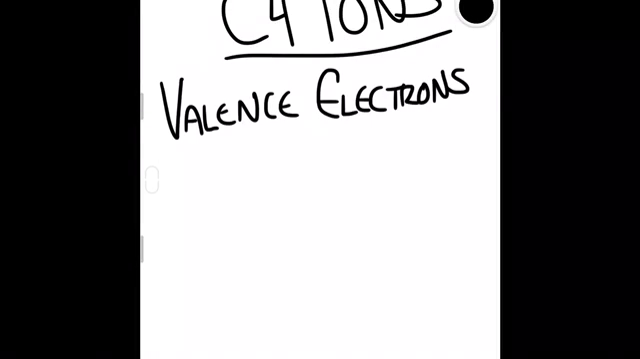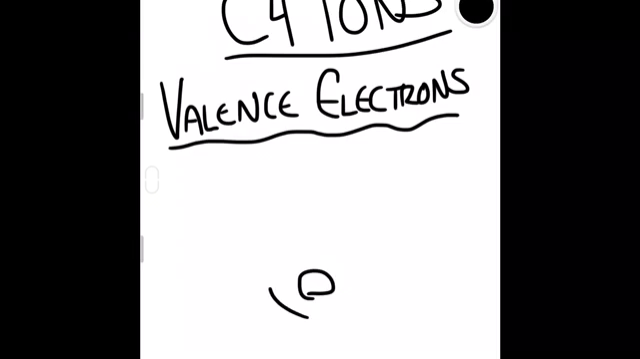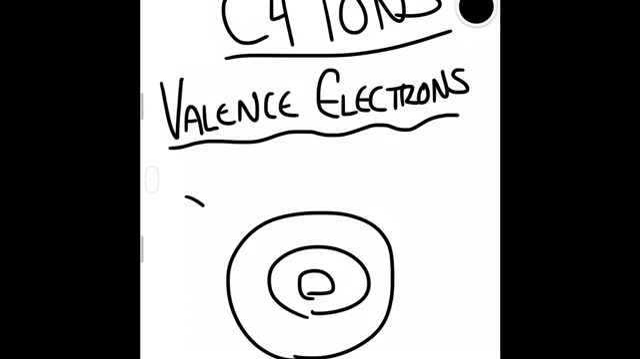Giving you guys a quick little video on valence electrons. So what are valence electrons? Valence electrons are the electrons you find on the outermost shell of an atom.